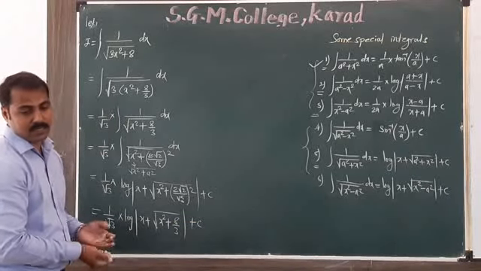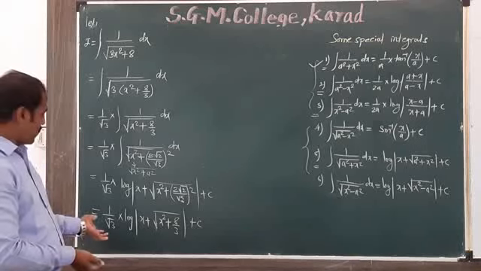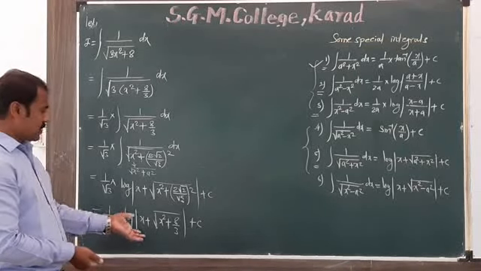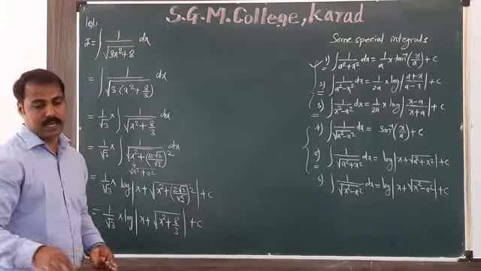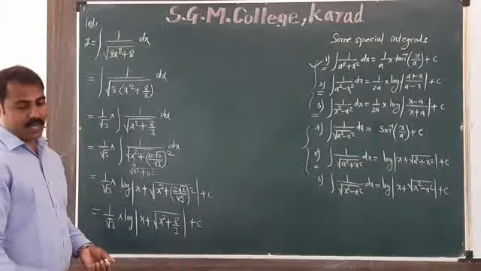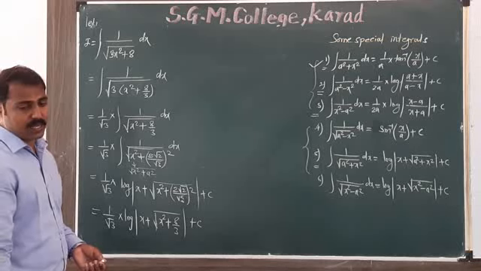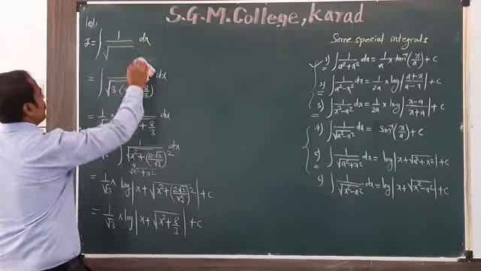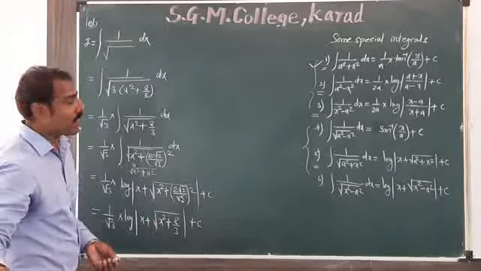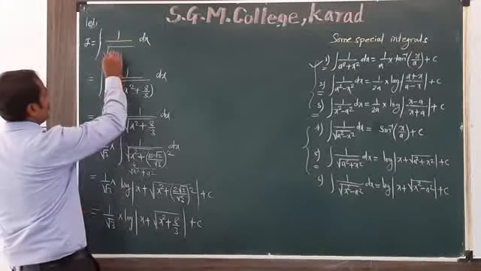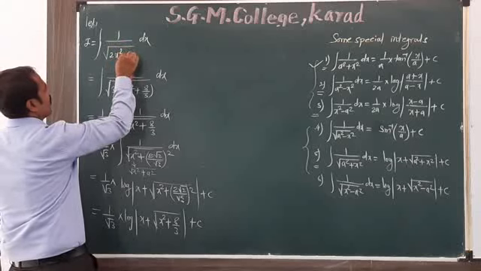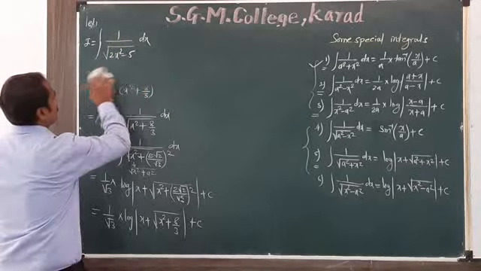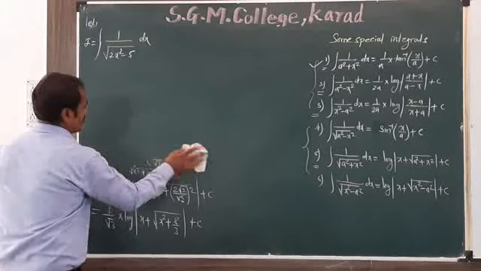Here is the answer of the given question. 1 upon root 3 into log of mod of x plus square root of x square plus 8 divided by 3. Now, moving to our next example, evaluate integration 1 upon root of 2x square minus 5 dx. Evaluate integration 1 upon square root of 2x square minus 5 dx.